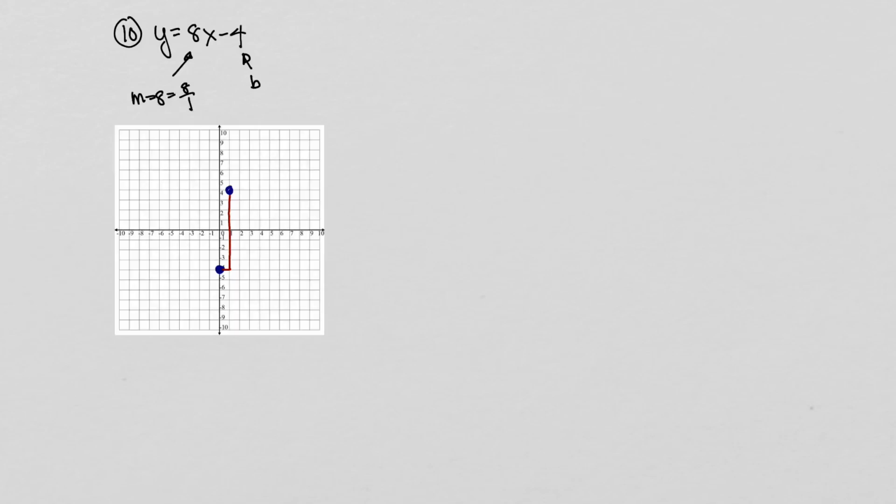y equals 8x minus 4. So here's our slope, right? The slope is 8, which is really 8 over 1. And it crosses here at negative 4. Let's get a picture. And then trying to pass a line through these 2 points. I think we're going to get something like that. Pretty steep line. There we go.